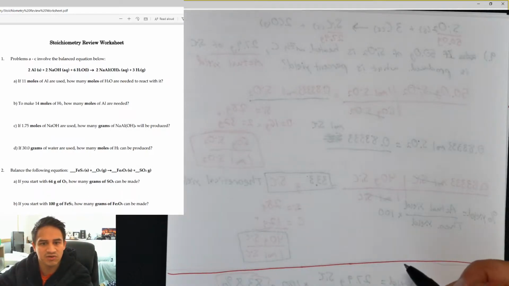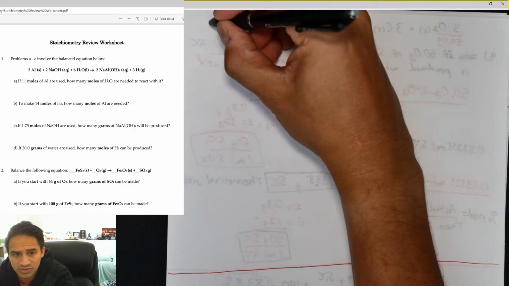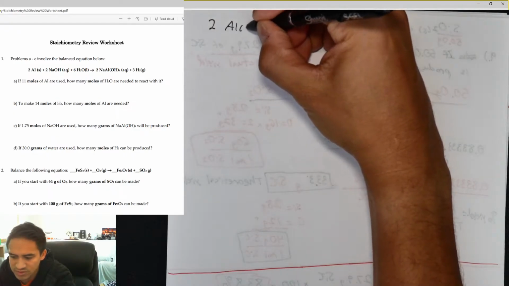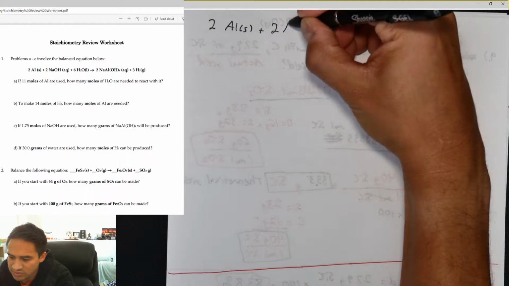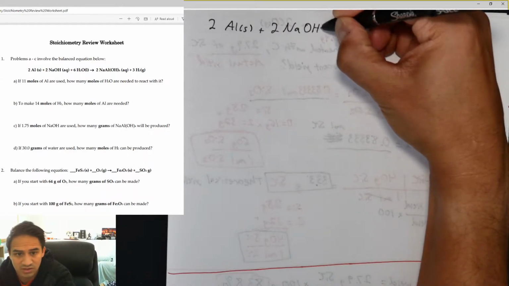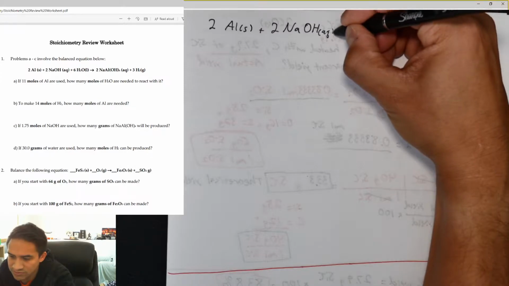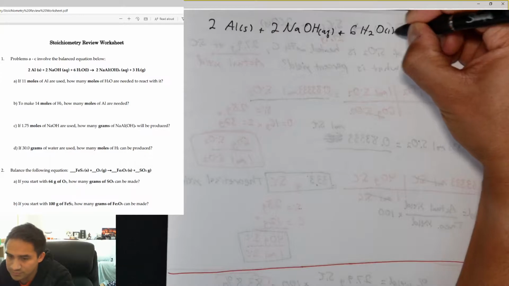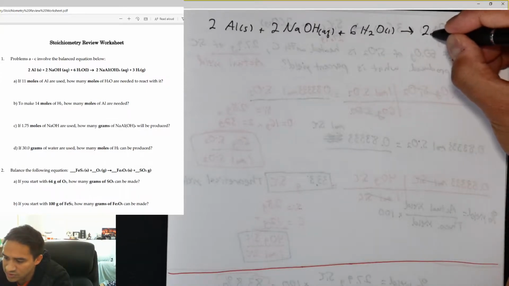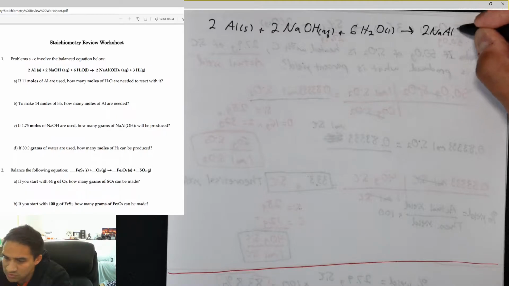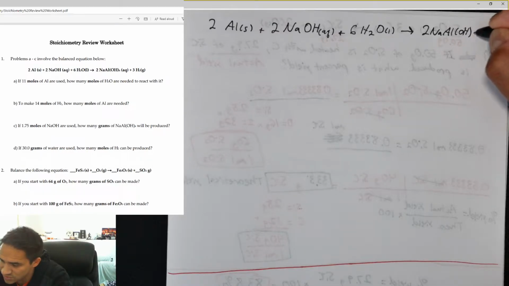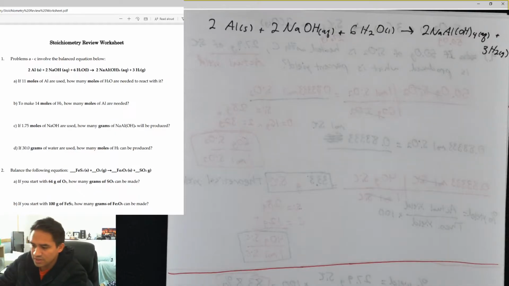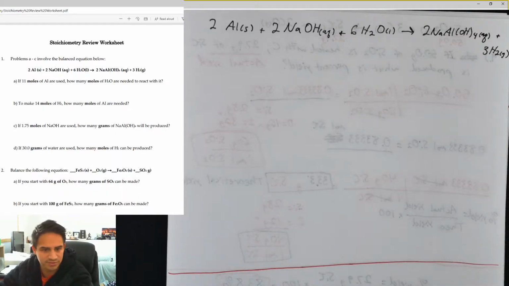It says problems A through C involve the balanced equation below. I'm going to write this on my paper just because we're going to need it. And of course, we can always look at it on our worksheet, but I figure if I have it on paper here, it'll be a little bit easier to deal with. So, all right, we have 2NaAl plus 3H2 gas. I write too large, which is a problem. Anyway, here's our reaction.